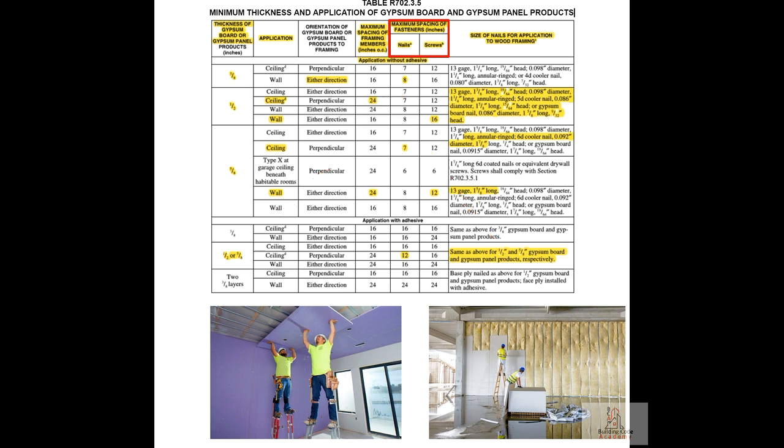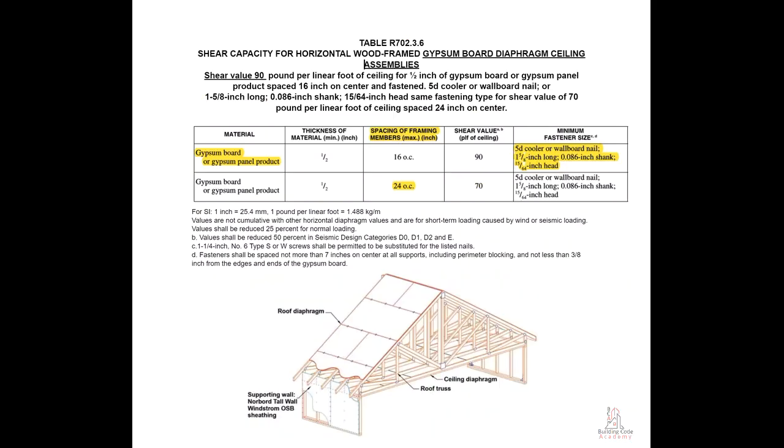The maximum spacing of screws is 12 inches for ceiling and 16 inches for wall application. Gypsum board application could be with adhesive or without adhesive. Please pay close attention to your exam question and then use this table to find the right answer.